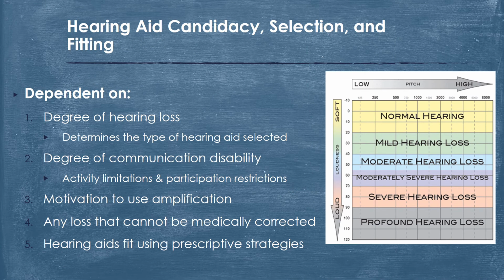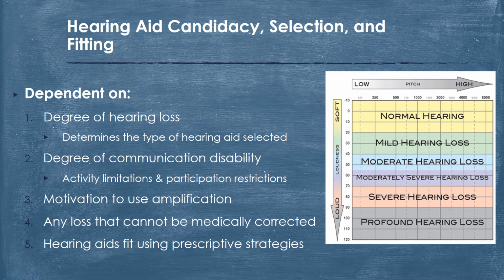So who's a candidate for a hearing aid, and how do we select the type of hearing aid? Well, I just mentioned that we might need BTEs for people with severe to profound hearing loss. So the number one factor that we consider when determining if you need a hearing aid is the degree of hearing loss. And any degree of hearing loss makes you a hearing aid candidate.